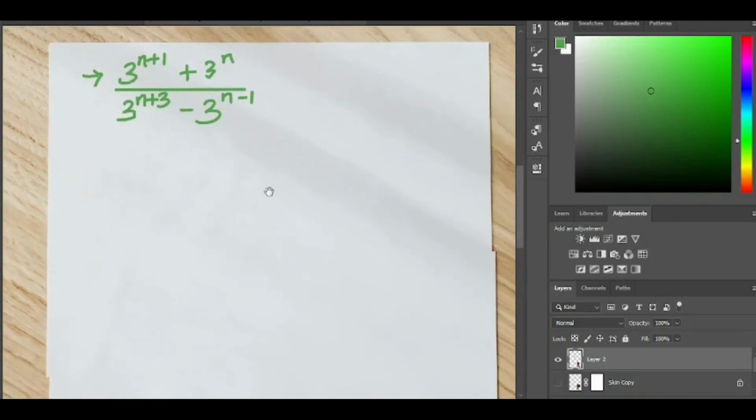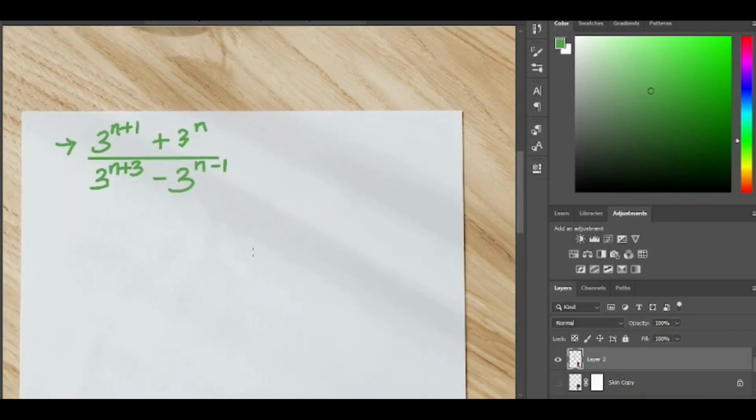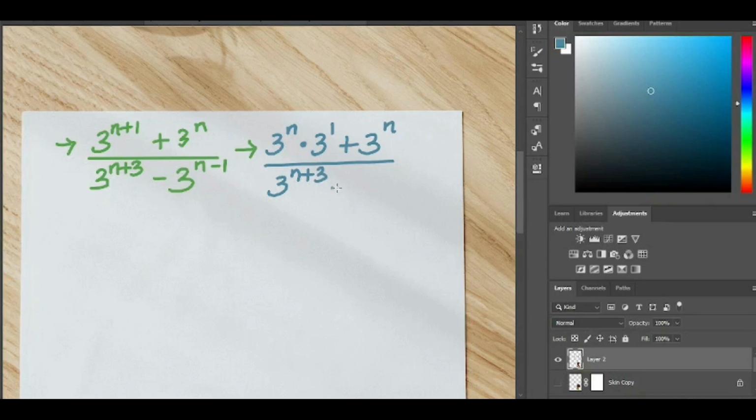So the first thing we are going to do here is to break down those particular indices according to the laws of indices. We take 3 to power n. Since it is addition in the index, we replace it with multiplication: times 3 to power 1, and then plus 3 to power n, and then the whole thing is over 3 to power n plus 3, and then minus 3 to power n minus 1.